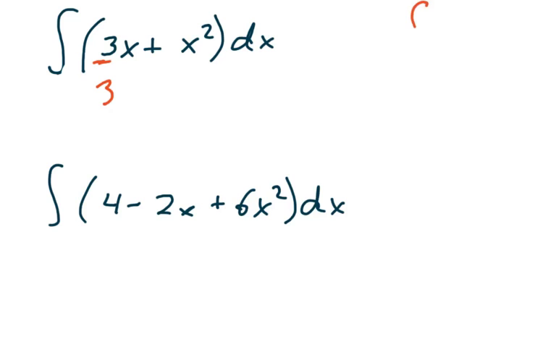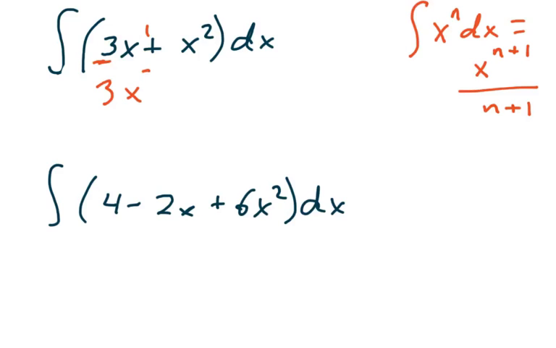Well, the rule that we talked about was the antiderivative of x to any power: we're going to add 1 to that exponent, and then we have to divide the whole thing by that new exponent. So if this original exponent was 1, I add 1 to that, so 1 plus 1 is going to become x squared, and I have to divide by that new exponent. So this is going to be 3x squared over 2.